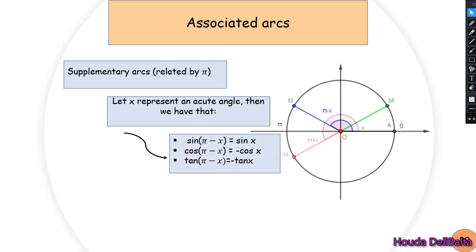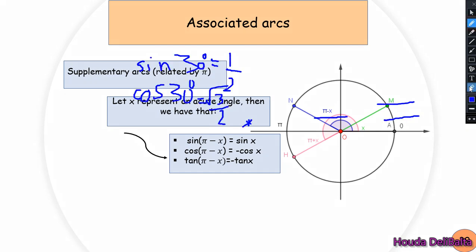We noticed that sine of pi minus x, for example for 150, kept the same sign as 30. Signs didn't change. Sine of 30 was half, and sine of 150 is half too. So sine of pi minus x is exactly equal to sine of x. And cosine of pi minus x is minus cosine x, so definitely tangent of pi minus x is minus tangent x. Let's see it on this circle. Here is the acute angle x in quadrant 1. Now pi minus x, that blue one, is in quadrant 2.